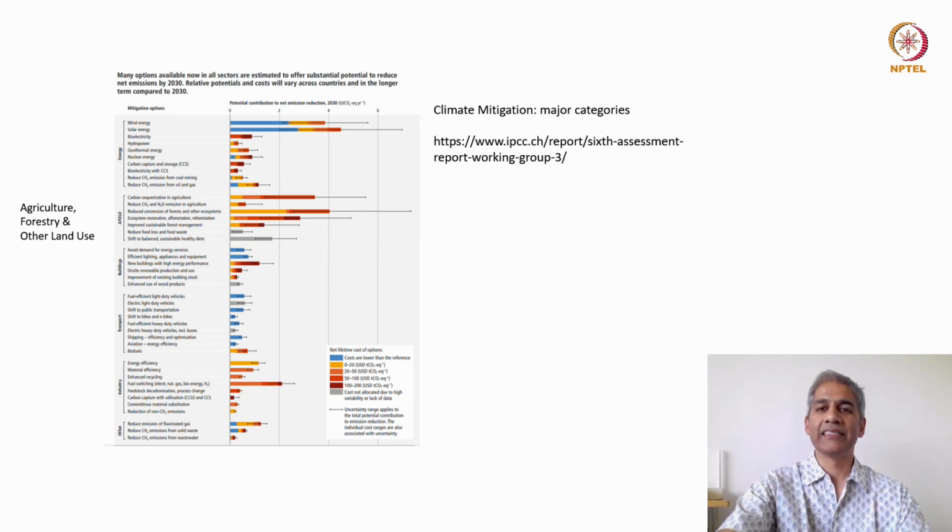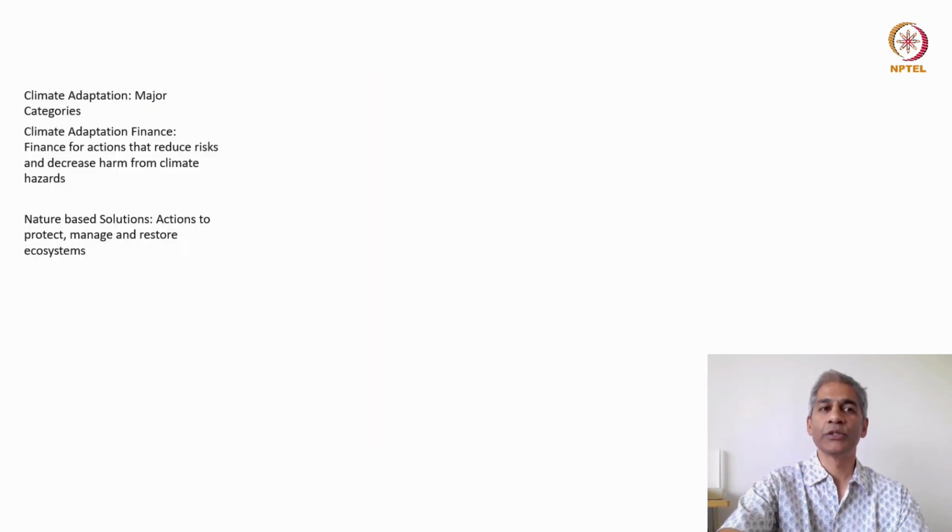So as you can see, this graph shows us all the major categories of human activity and what are the areas in which we can do mitigation and what is the level to which we can expect mitigation if we do an adoption of all these various measures. Then coming to climate adaptation.